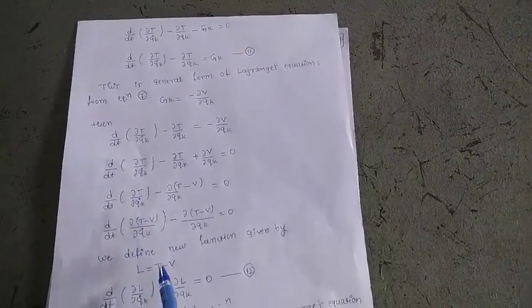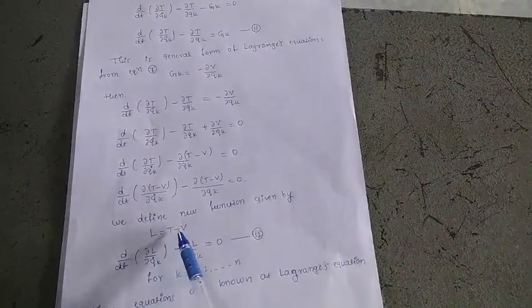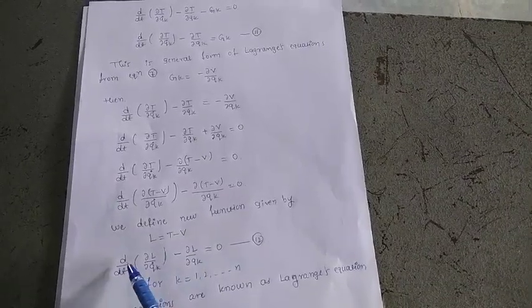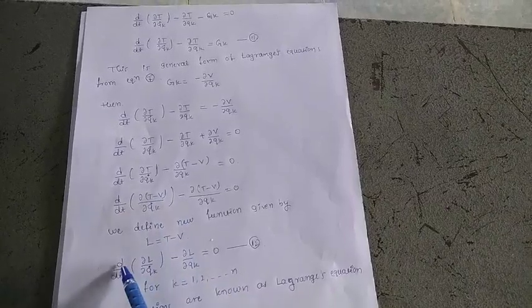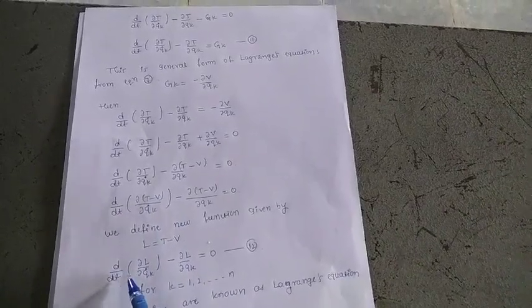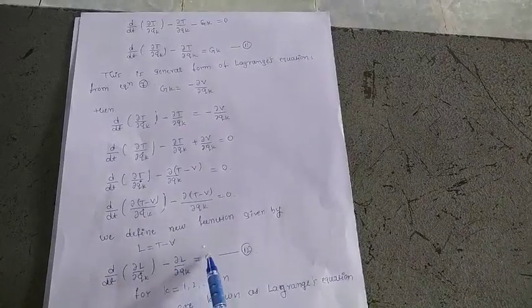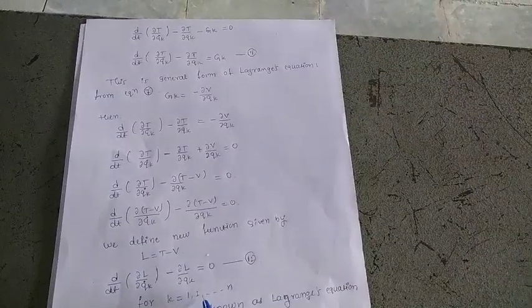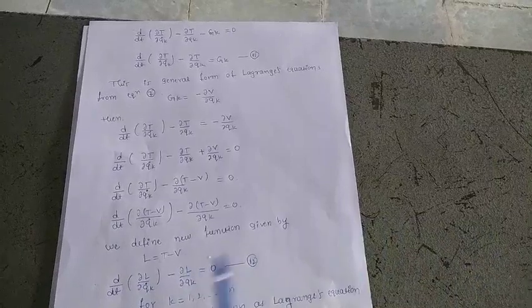Now we define the new function given by capital L is equal to T minus phi. Then substitute L is equal to T minus phi in the above equation. We get d by dt of ∂L/∂qk dot minus ∂L/∂qk is equal to 0, for k equal to 1, 2, 3 up to n. These equations are known as the Lagrange's equations. This equation 12 is known as Lagrange's equation.